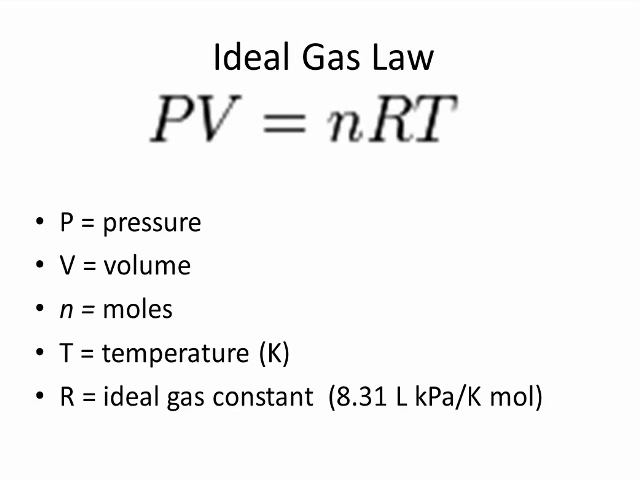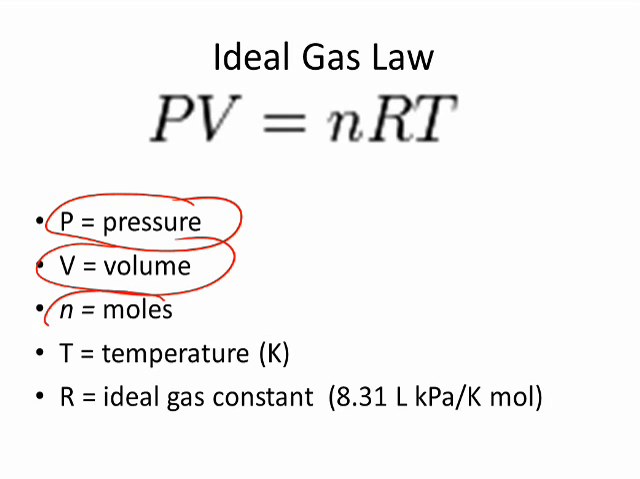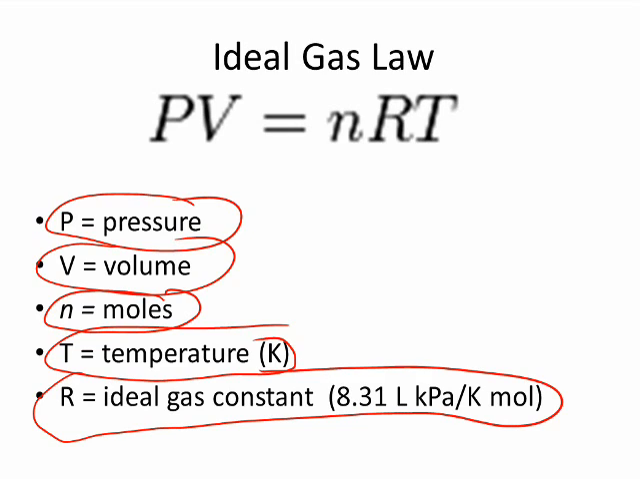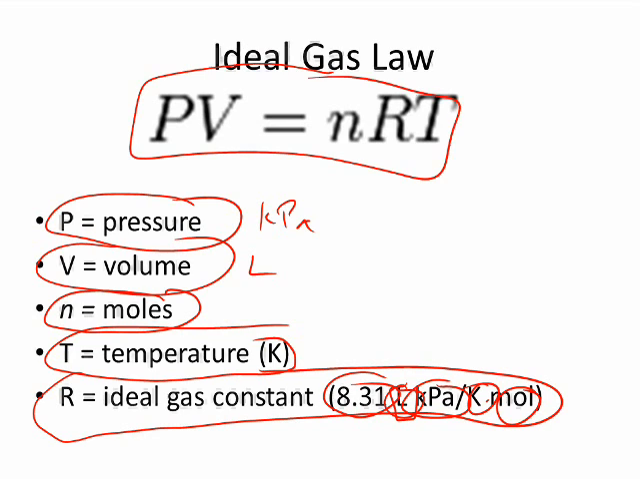It's PV equals nRT. P is pressure, of course, what we've been using before. V is volume. And a new one is moles. And T is temperature, which has to be in Kelvin again. Now R is the ideal gas constant. It's always going to be 8.31 liters, which is the unit for volume, kilopascals, which is the unit for pressure, per Kelvin mole. So Kelvin for temperature and mole for moles. Using this formula, we can solve many problems.